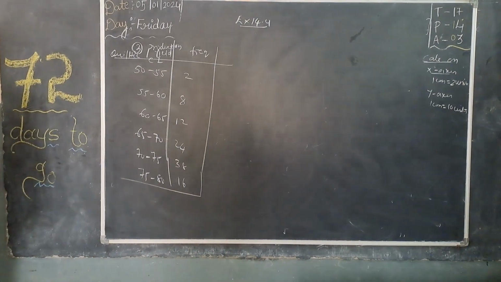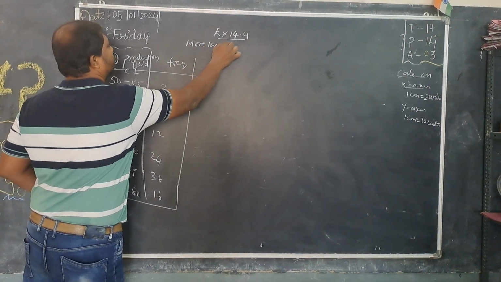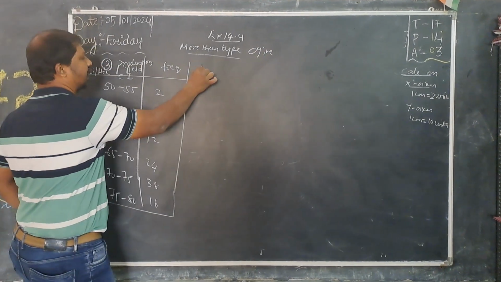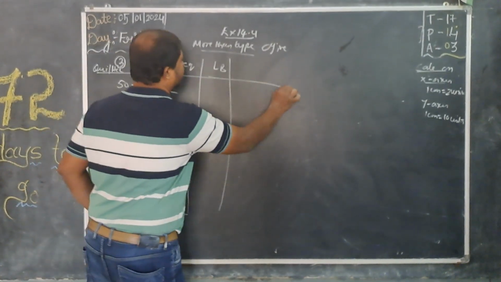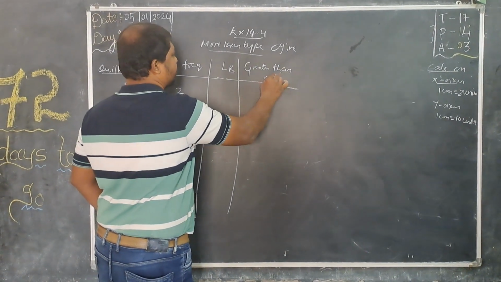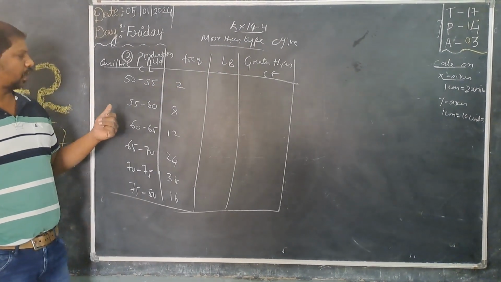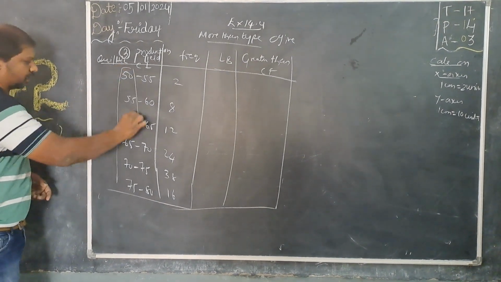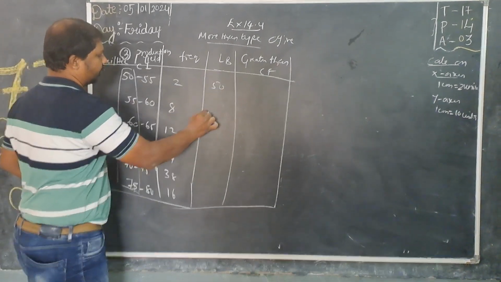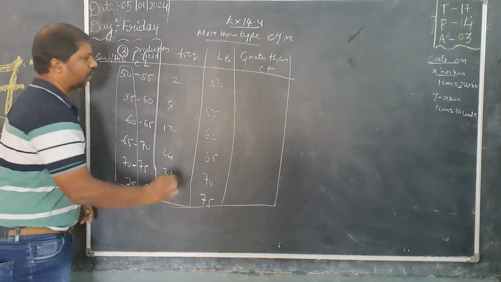So when the question is to draw a more than type ogive, you have to consider lower boundaries. We will consider lower boundaries and greater than cumulative frequencies. The lower boundaries are to the left of class intervals. Write it down. It is 50, 55, 60, 65, 70 and 75.